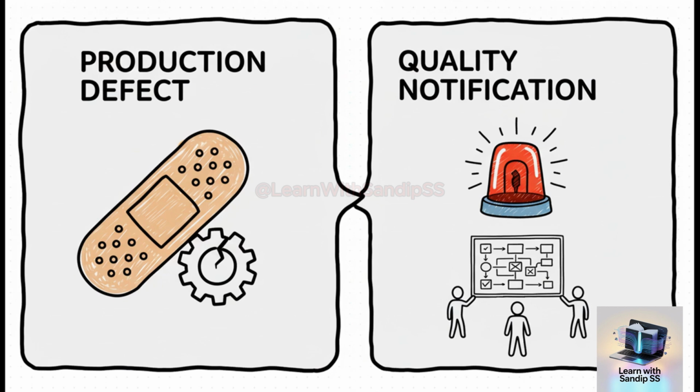Think of a production defect like a first aid kit. It's perfect for a straightforward task or a simple fix, but a full quality notification, that's like calling in the surgical team. You use that for major issues that need a much more formal, structured process, like an 8D problem-solving process that involves immediate, corrective, and long-term preventive actions.